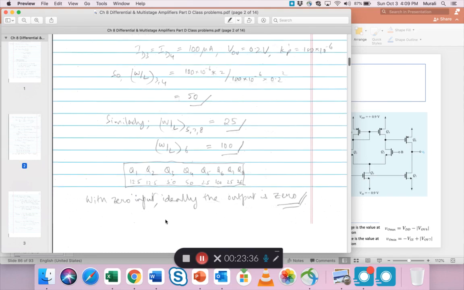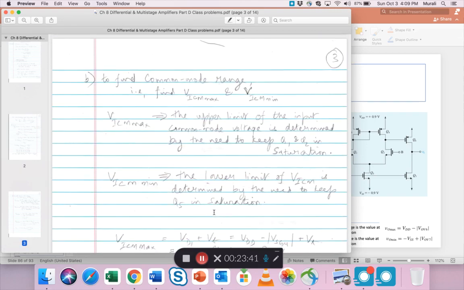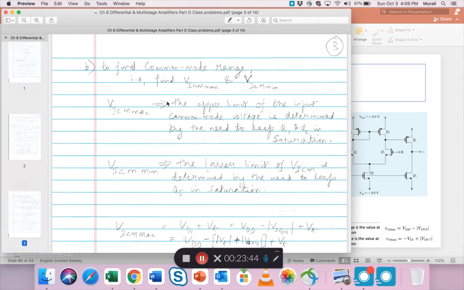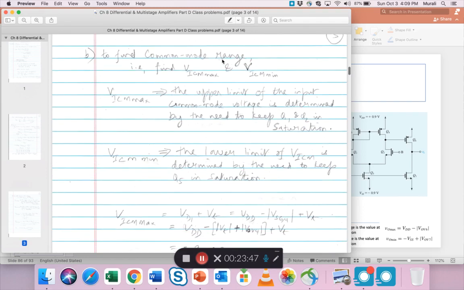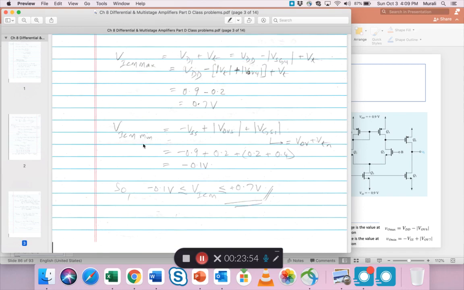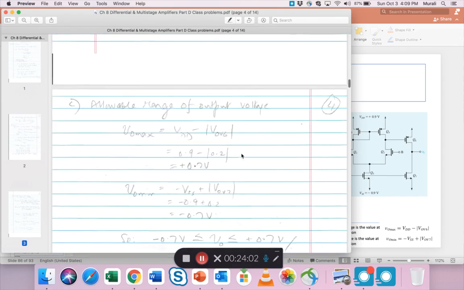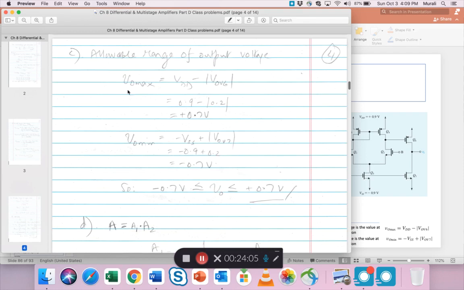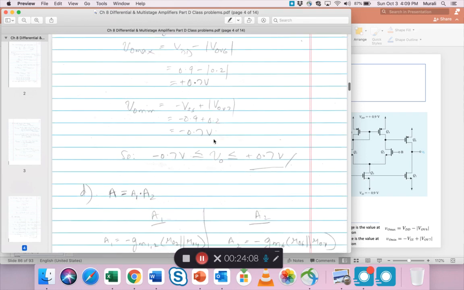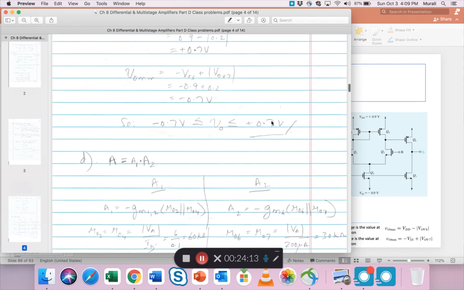Okay? With 0 input, ideally the output is also 0. Ideally, right? If everything is matched and there's no offset and leakage and all that. Part B, to find the common mode range, I just showed you the notes I had given you. So if you apply those, you get VICM max as 0.7, VICM min as minus 0.1. So the range of VICM is minus 0.1 to 0.7. Similarly, on the output side, VO max is plus 0.7, VO min is minus 0.7. So the range of the output is this.